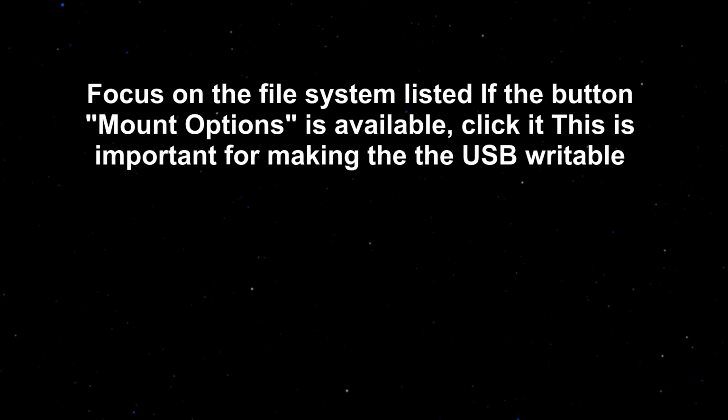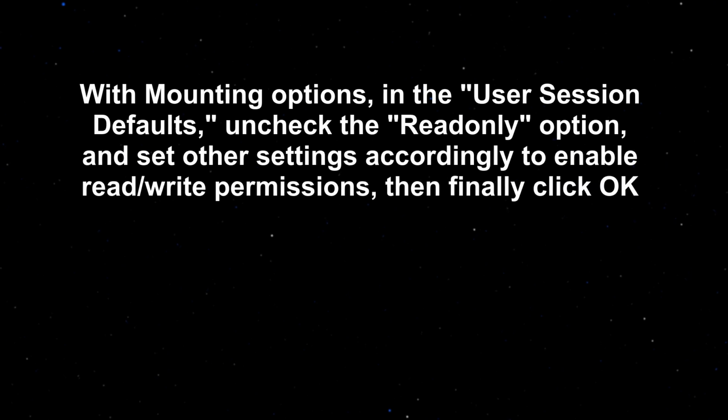Focus on the file system listed. If the Mount Options button is available, click it. This is important for making the USB writable. With mount options, in the user session defaults, uncheck the read-only option and set other settings accordingly to enable read-write permissions, then finally click OK.